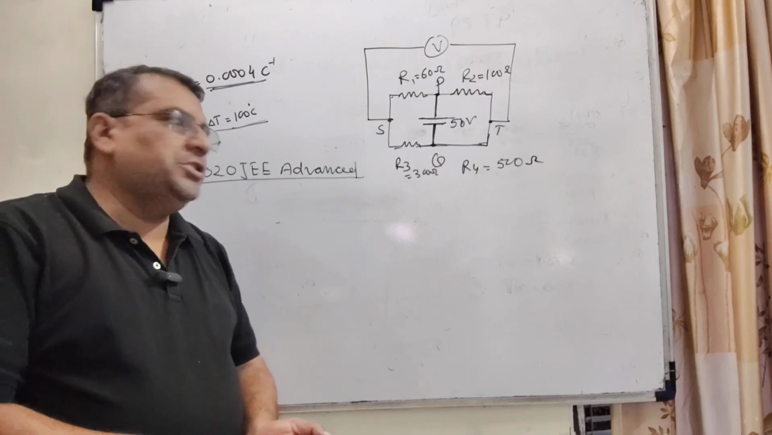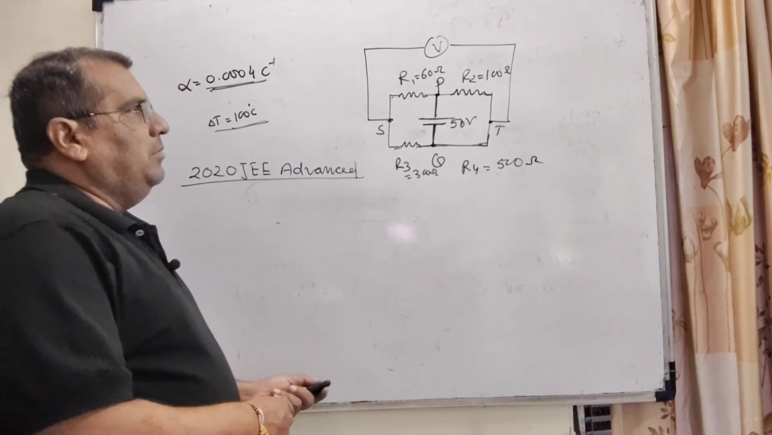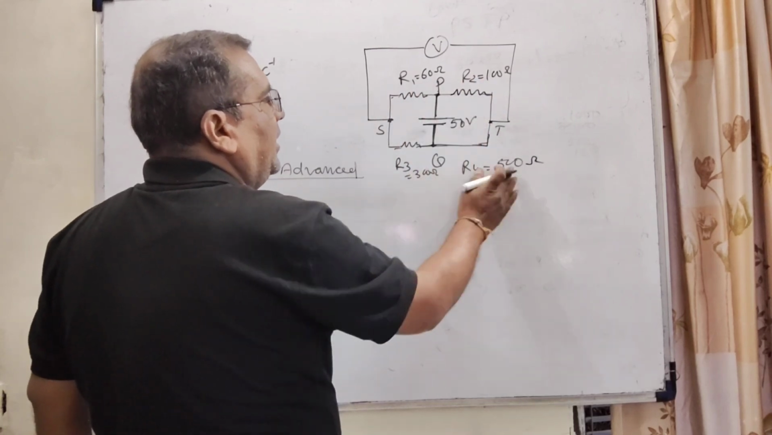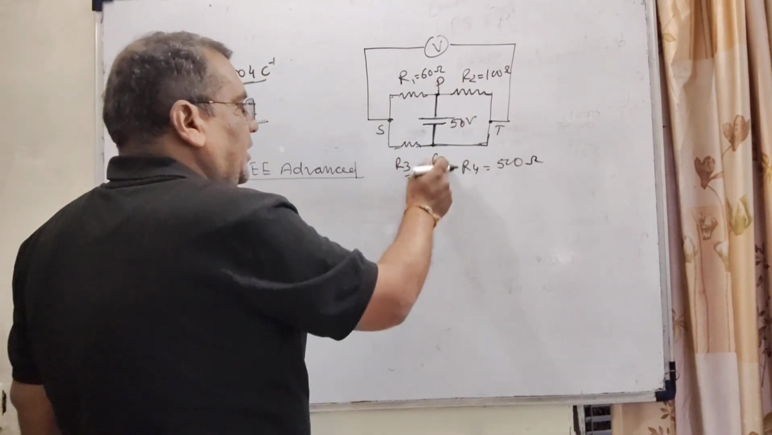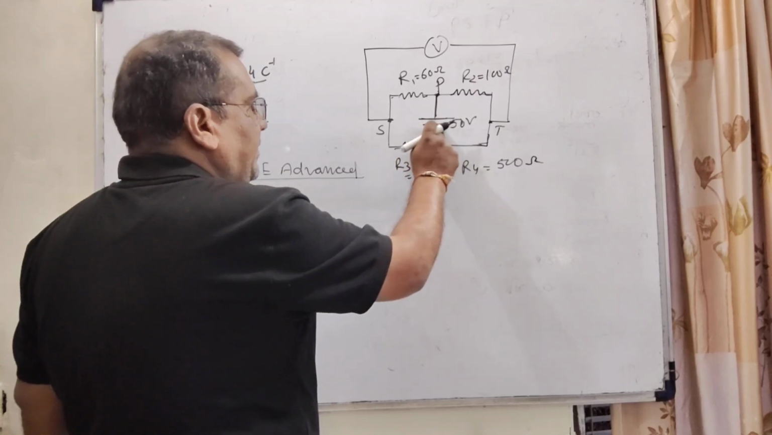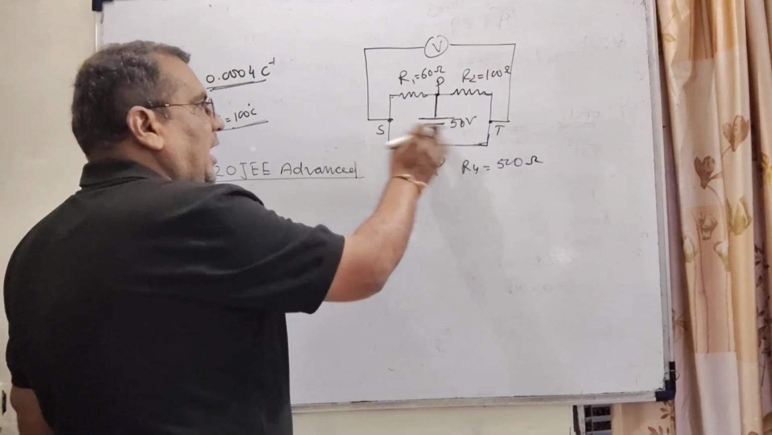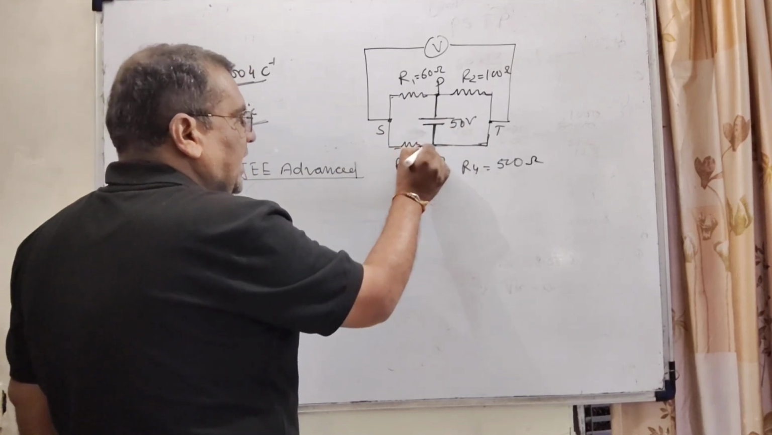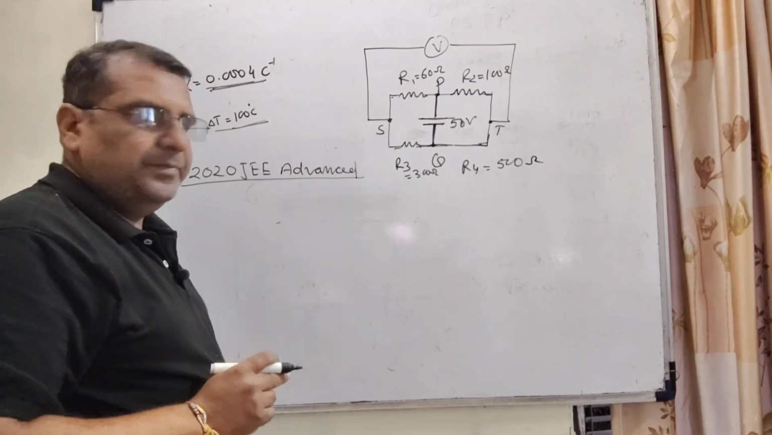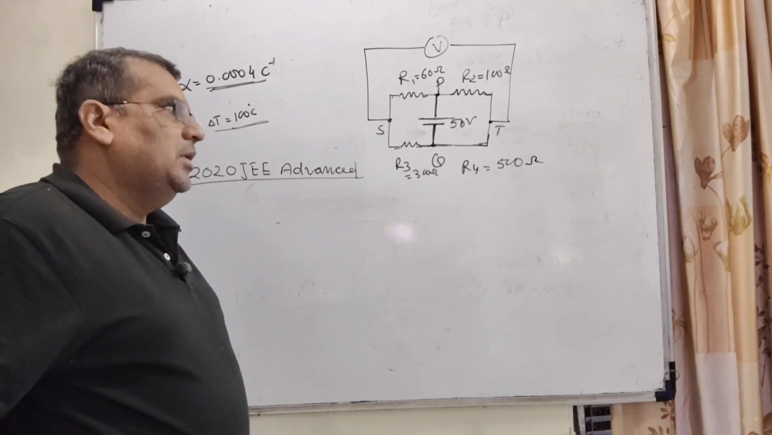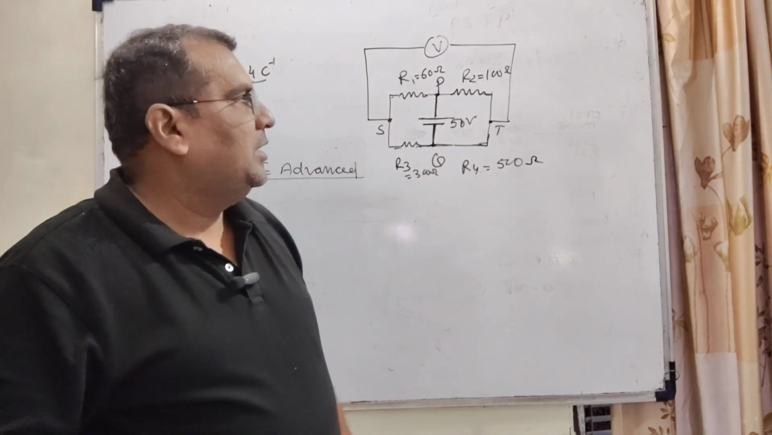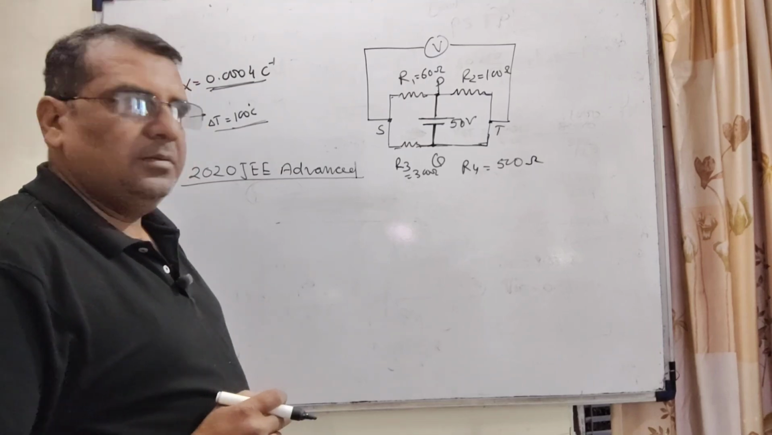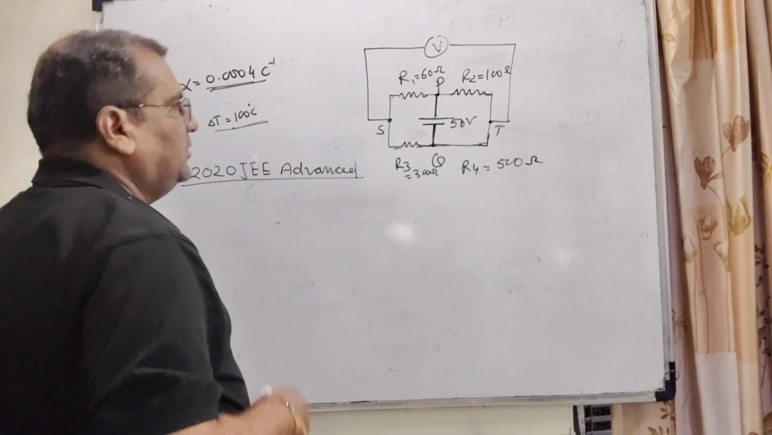Okay, what is the question here? According to the diagram, R1, R2, R3 and R4 are given as 60, 100, 300 and 500 ohms. Between P and Q, a 50 volt battery is connected, and we have to calculate the potential difference between S and T when the temperature rises by 100 degrees Celsius. Here we use the Wheatstone bridge concept, Kirchhoff's law and the change of resistance with temperature. Firstly, we redraw this diagram.